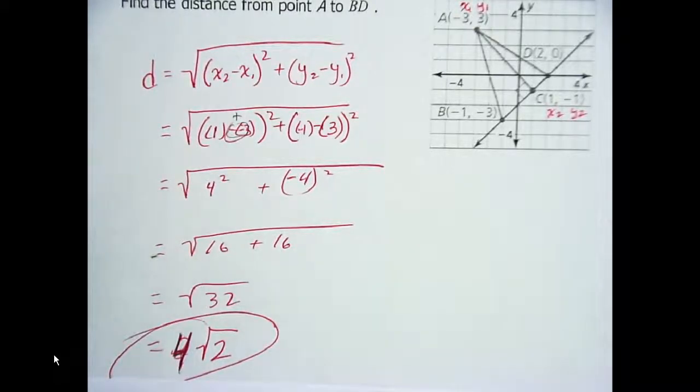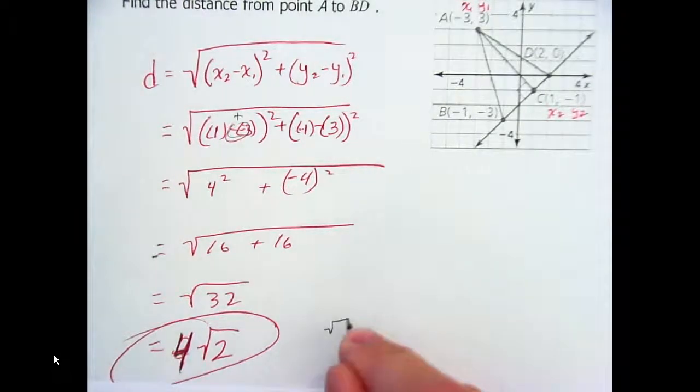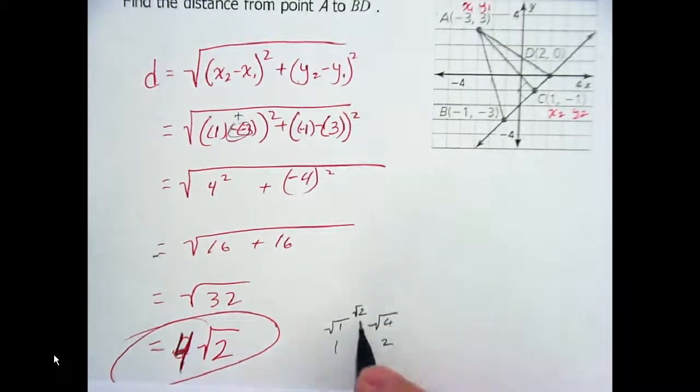What is that approximately? What's root 2 approximately? Okay, what's root 4 approximately? 2. What's root 1 approximately? 1. They're actually exactly 1 and 2. So between root 1 and root 4, you get root 2, which is in between 1 and 2. It's probably closer to 1. So it's closer to 1.